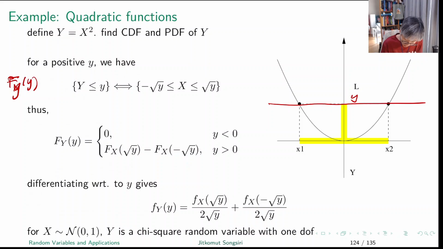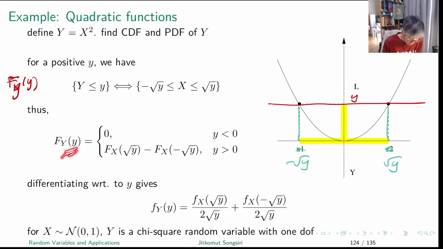When Y is less than small y, I take the inverse of the transformation g, and now I look at the x-axis. This is going to be minus square root y, and this is going to be square root y, right? So I have derived that when big Y is less than small y, my random variable X must lie in this interval. Therefore, I can sketch down my CDF.